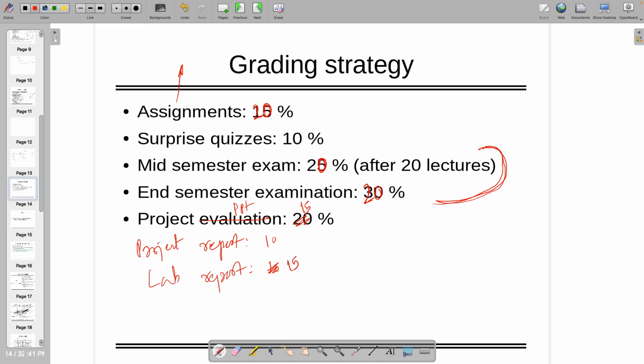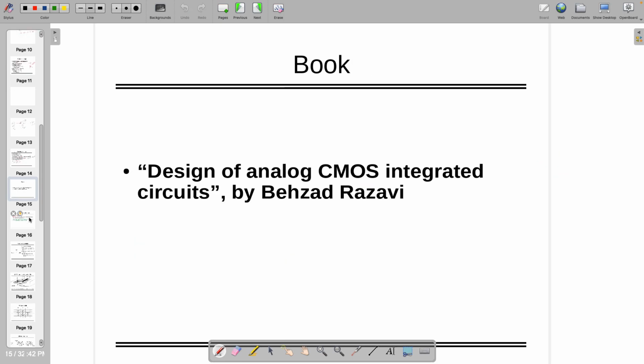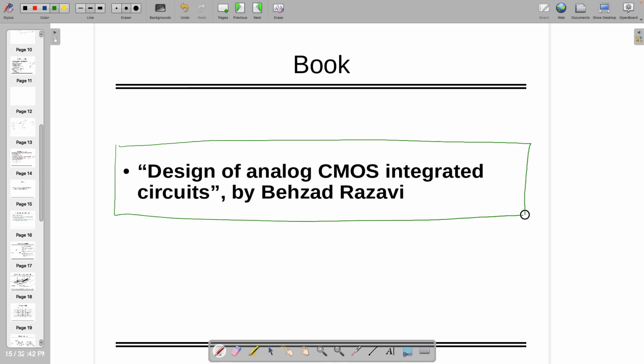By the way, yesterday I forgot to tell you, both of these exams will be open book. You can use any book, any solution. You have the Behzad solution, right? Please send it to everyone. We are going to use this book, Behzad Razavi. Most of my lectures will be covered from here. Even though I am speaking from my experience, most of the things are available in this particular book.